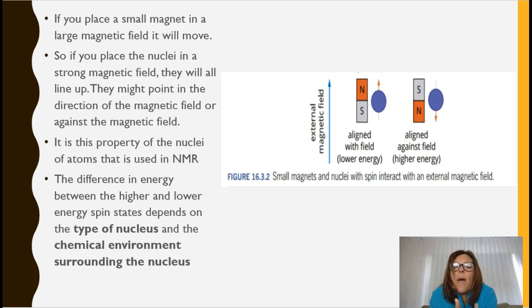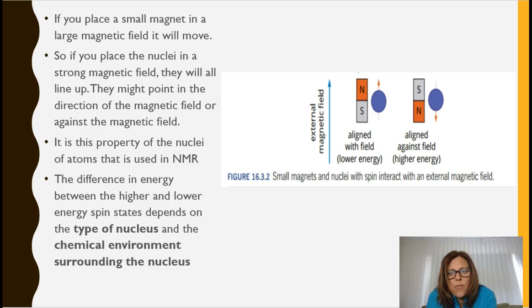If we place a small magnet in a large magnetic field, like our compass, it'll move. So if we place our nuclei in a strong magnetic field, they're all going to line up like our compass needle, like our bar magnets. So they'll tend to either point in the direction of the magnetic field or against the magnetic field. And it's this property that's going to be our big feature of NMR.